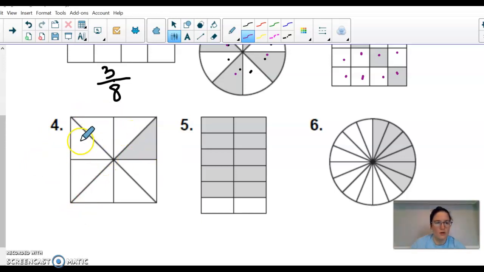So for 4, let's count all the triangles we have. So 1, 2, 3, 4, 5, 6, 7, 8. So our 8 is our total. And then 1 is shaded, so it's 1 over 8. You can't reduce that because they don't have any common factors.